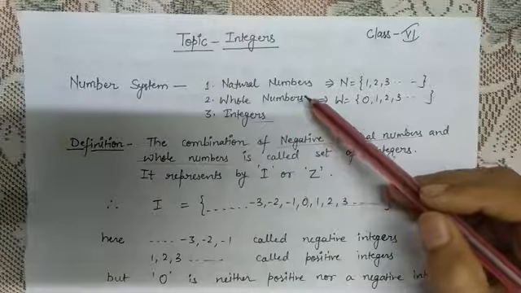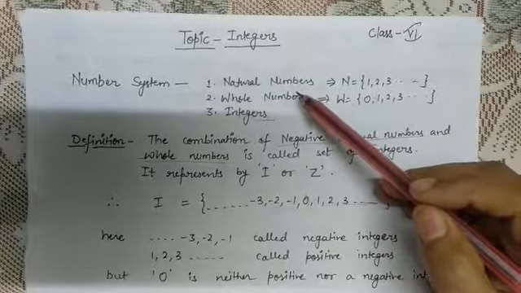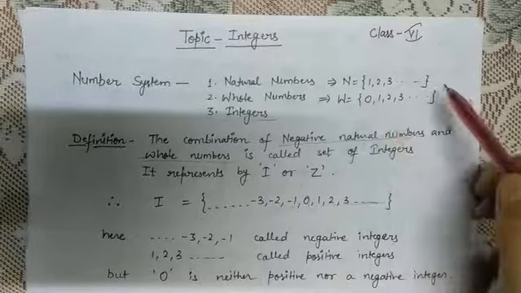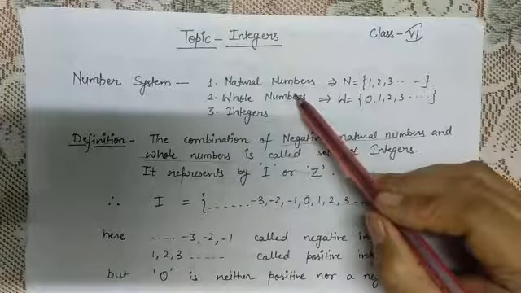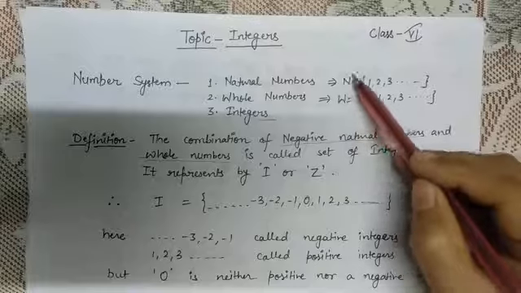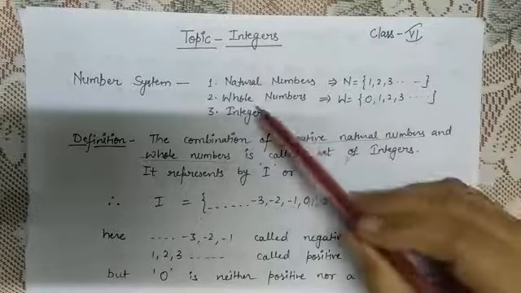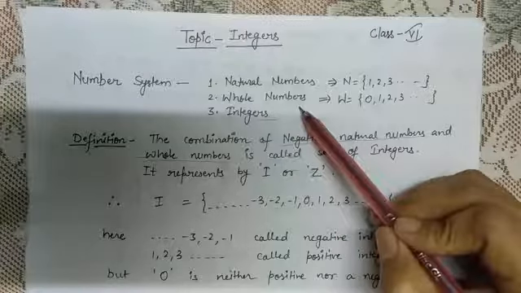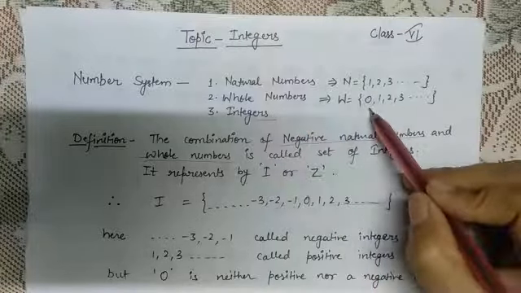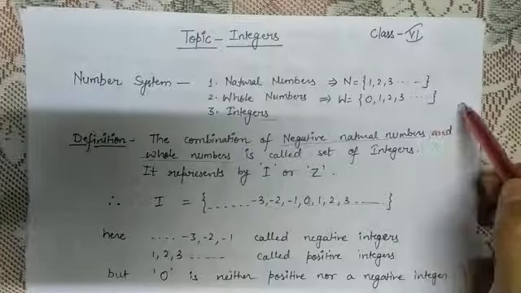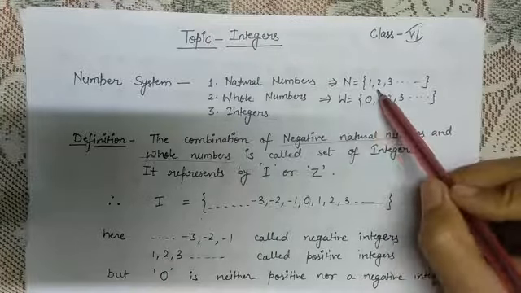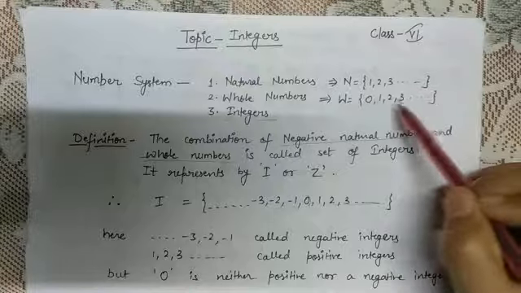So what are the natural numbers? The counting numbers, as you know, 1, 2, 3 and so on, they all are called the natural numbers. It is represented by capital N and the smallest natural number is 1. Now what about the whole numbers? The whole numbers are 0, 1, 2, 3 and so on. Means if we include 0 in the natural numbers, it will make the set of whole numbers for you.